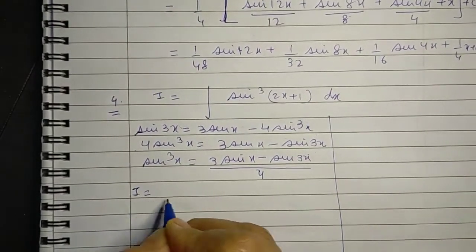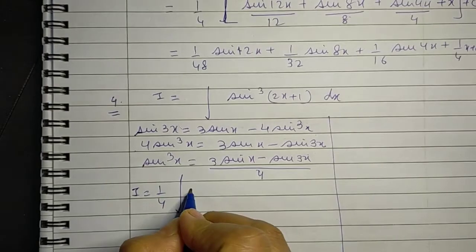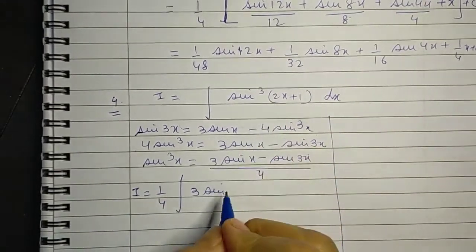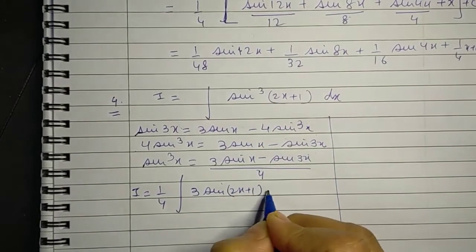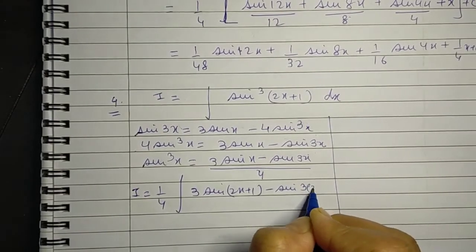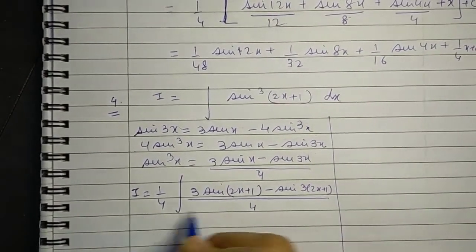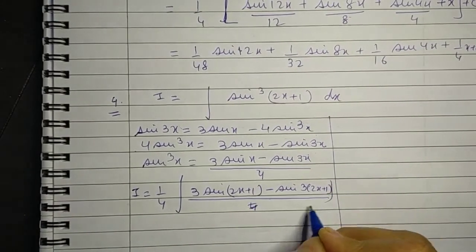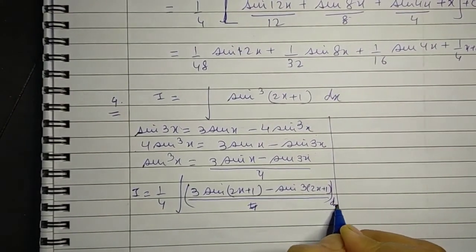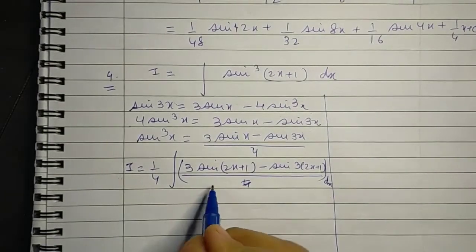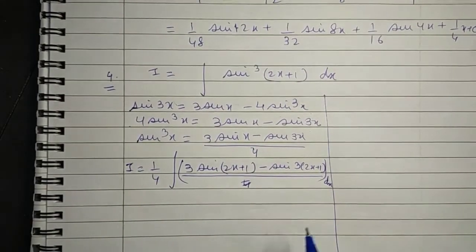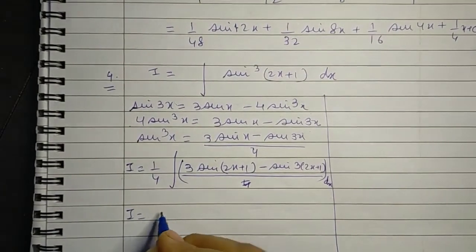So what do we get? I is equal to 1 upon 4 integral of (3 sine(2x plus 1) minus sine 3 times (2x plus 1)), whole into dx. I have already taken the 1 upon 4 outside. This is the integral which can be solved using substitution. I am writing the answer directly using chain rule.